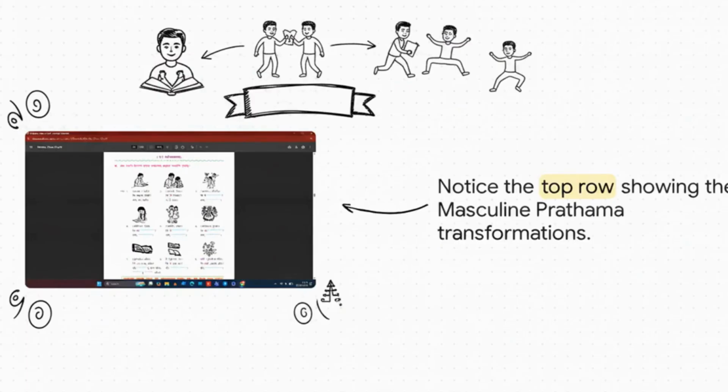Let's actually put this into practice and solve these transformation exercises together. Notice the very top row here, labeled 1, 2, and 3. Imagine we have a single boy reading, then two boys studying together, and finally a whole group of boys playing. This sequence perfectly demonstrates the masculine, or pullingam, transformations for the first case. This is known as the prathama vibhakti, or the nominative case, which is what we use for the subject of a sentence. Let's see exactly how that shape-shifting happens based purely on the number of boys.